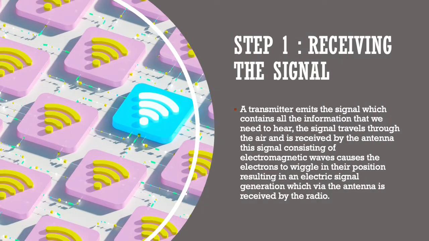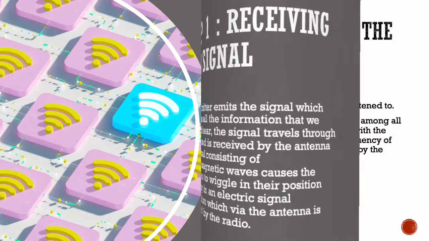Step 1. Receiving the signal. A transmitter emits the signal which contains all the information that we need to hear. The signal travels through the air and is received by the antenna. This signal, consisting of EM waves, causes the electrons to wiggle in their position, resulting in an electric signal generation in the antenna, which is received by the radio.